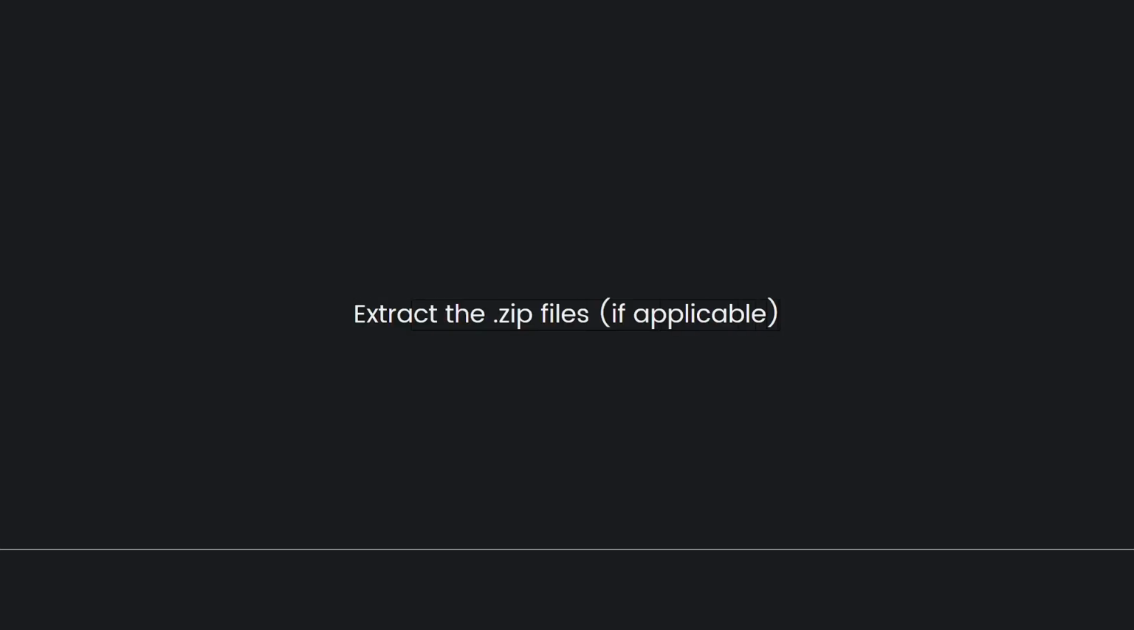Now, extract the zip files if applicable. If you downloaded a zip file, you will need to extract its contents. Right-click on the zip file and select Extract or Extract All. This will create a folder containing the package files.